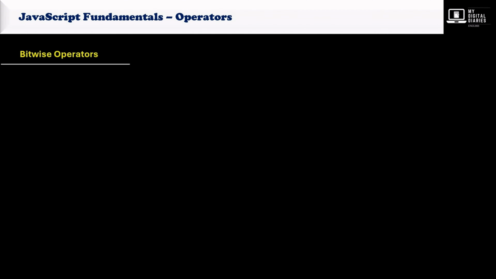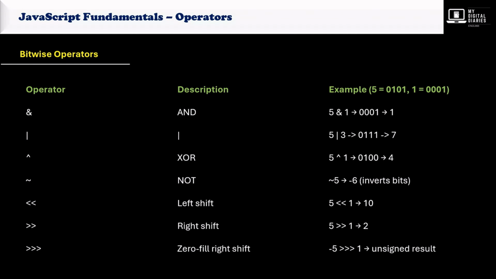Now let's talk about bitwise operators. These operators work at the binary level, meaning they operate directly on the bits of a number. It first converts the number into bits and then compares every bit. So let's see what those operators are. The first is the AND operator. If you say 5 AND 1, first it will convert 5 to bits. So the bits will be 0101 and 1 will be 0001.